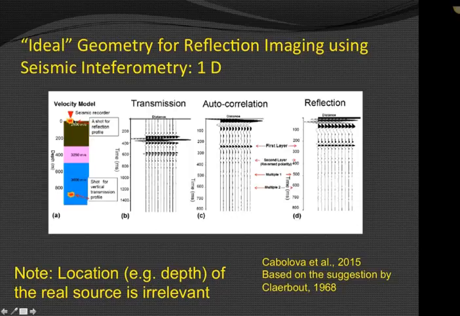An important thing to notice in the one-dimensional world is that the position of the source doesn't matter. The depth of the source is irrelevant, ignoring amplitude effects such as spherical divergence and attenuation. In terms of travel time, this record would be the same no matter where you put the source in depth. It becomes independent of the position of the real source. It only depends on the position of the virtual source.